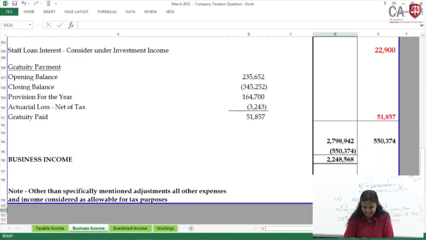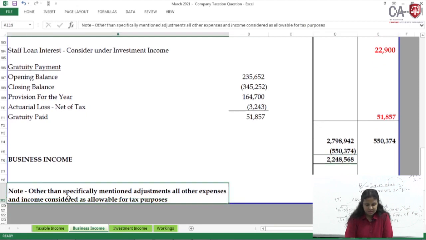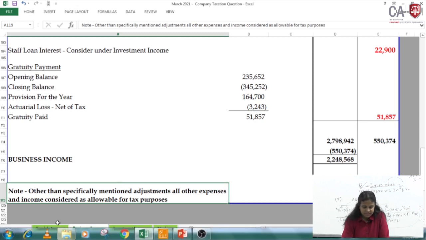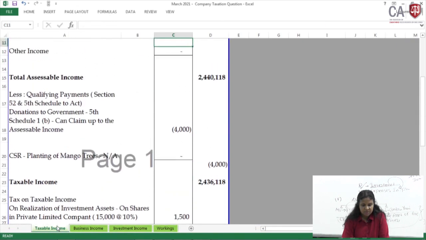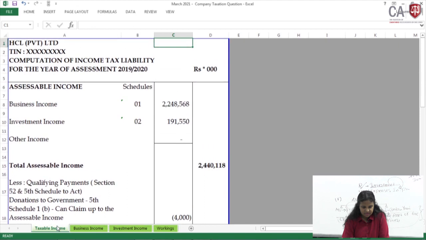deducted by the minuses, there is a business income of 2.2 billion. And this is my common note, I am telling you to take it in a 1 minute: other than specifically mentioned adjustments, all other expenses and income are considered as allowable for tax purposes. That's why that remuneration, all these things we have not included, and put a common note. Okay, business income completed.